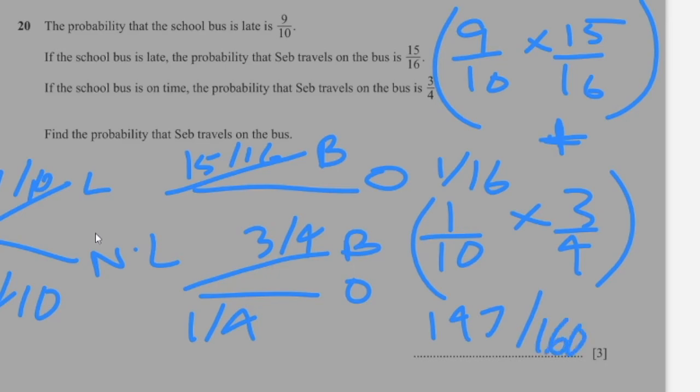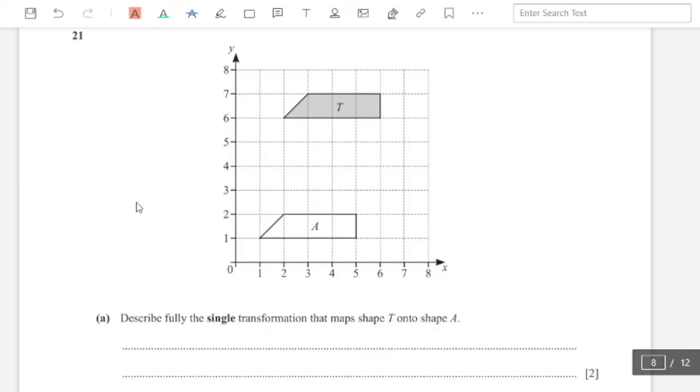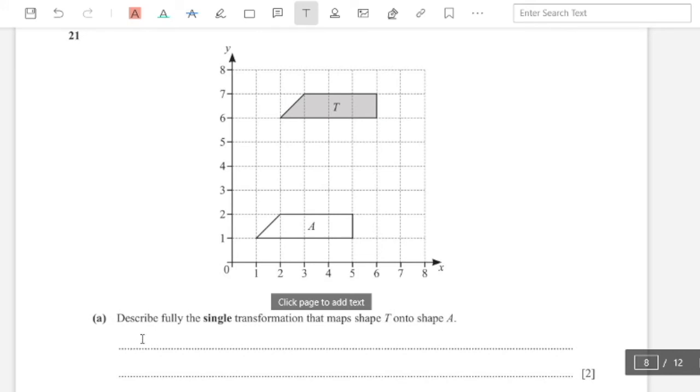At question number 21, A. Describe fully the single transformation that maps T onto shape A. Alright, so as you can see over here, the shape has the same size, that is, the number of blocks on all of the sides are same. This is only the movement of the shape, which means this is translation.